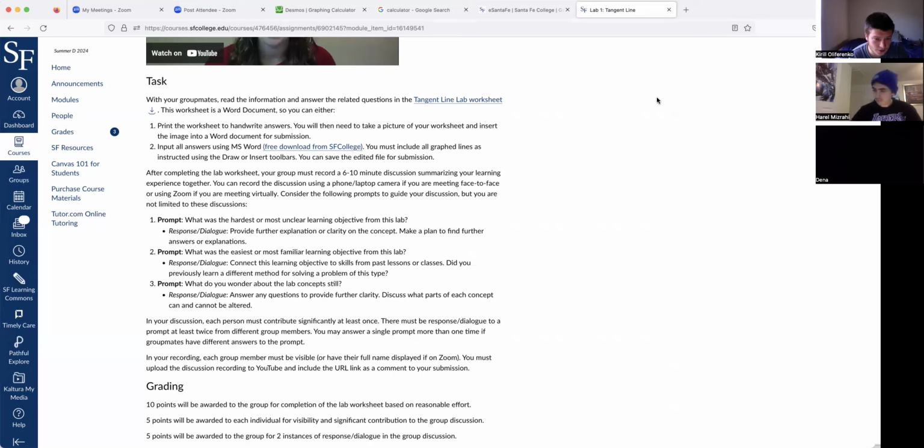Prompt number 2. What was the easiest or most familiar learning objective from this lab? The first one, just finding slope, the normal easy way, like Y2 minus Y1 over X2 minus X1. Yeah, that part was easy for me also.